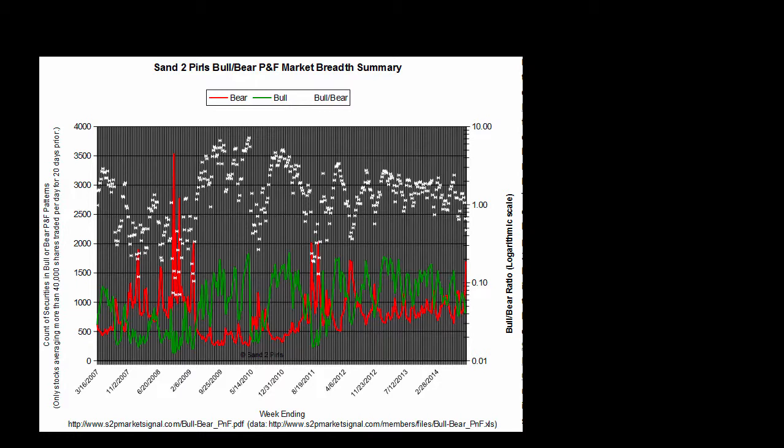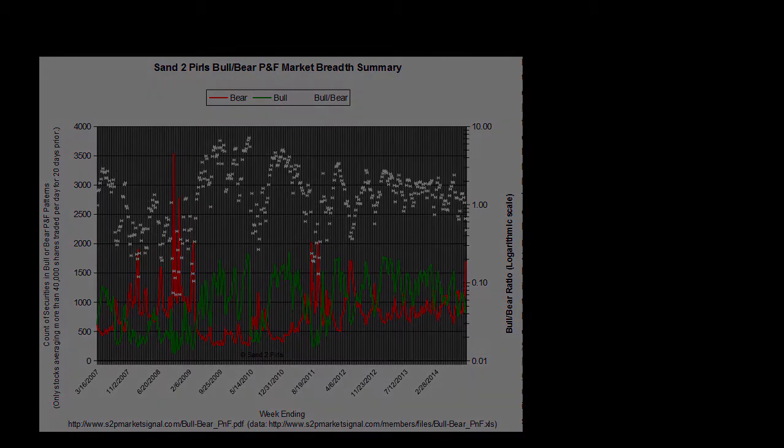The Sand to Pearls P&F Market Breadth Summary Chart shows us a market now 2 weeks in bearish territory. Paid subscribers have access to the Open Office Calc data from which the chart is generated.